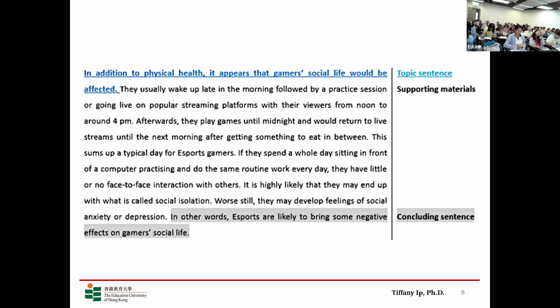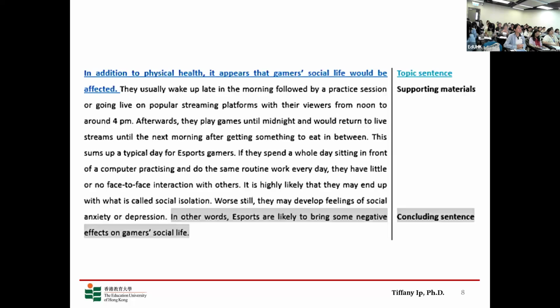Then at the end, the concluding sentence. Apart from using "therefore" or "consequently", "in other words" can mean, okay, now I wrap up using a shorter version. So, "In other words, esports are likely", see the words "are likely", making it less strong again, "to bring some negative effects on gamers' social life." So always in the topic sentence and the concluding sentence, you will see the key term. That means if your readers skip the middle part, they can still know what this paragraph is about.